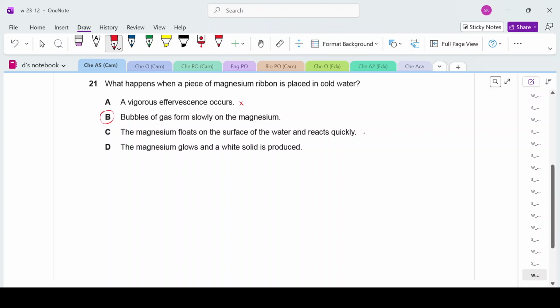Magnesium does not float. In fact, sodium and potassium float because hydrogen gas is produced; otherwise the metal's density should actually be higher than water's. Magnesium glows white, no, that's not a vigorous reaction actually. So 21 is B.